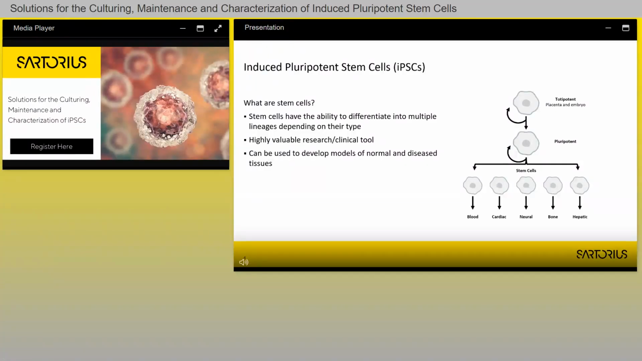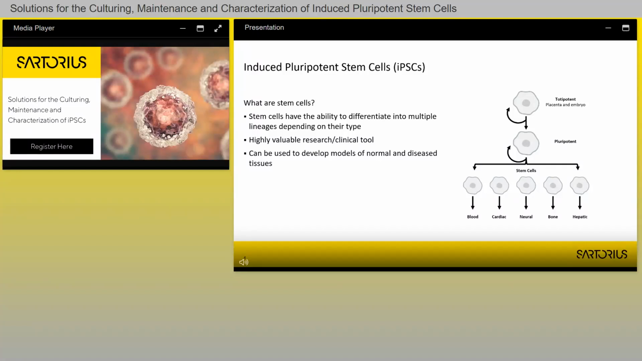Induced pluripotent stem cells, or iPSCs, have the ability to differentiate into multiple lineages depending on their type. They're a highly valuable research and clinical tool and can be used to develop models of normal and diseased tissues. So if you take a look at the schematic on the right-hand side of the slide, you can see the journey an iPSC could potentially take.